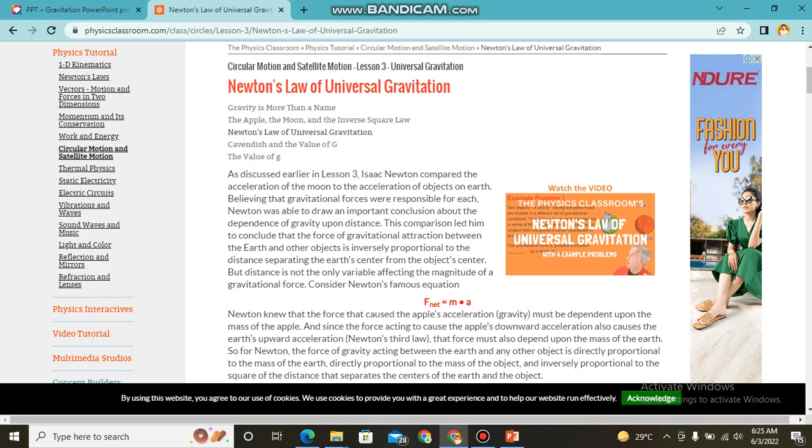This comparison led him to conclude that the force of gravitational attraction between the earth and other objects is inversely proportional to the distance separating the earth's center from the object's center. The distance is a variable affecting the magnitude of the gravitational force.